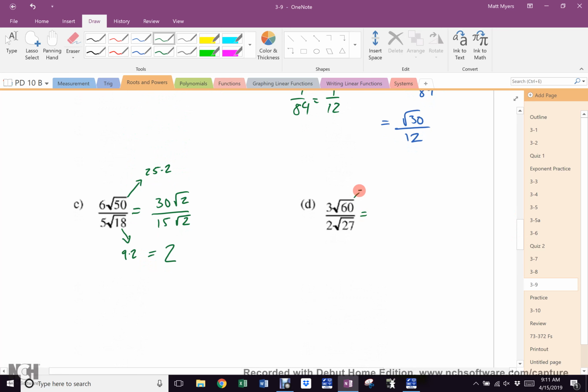What's 60 become? I would do 4 and 15 to get 6 root 15. This is 9 times 3 to get 6 root 3. Now, we're bothered by this, but we try to simplify. Does 6 divide by 6? They cancel. What's 15 divided by 3? Root 5. Do I have anything in the denominator? So are we okay? Sure we are.